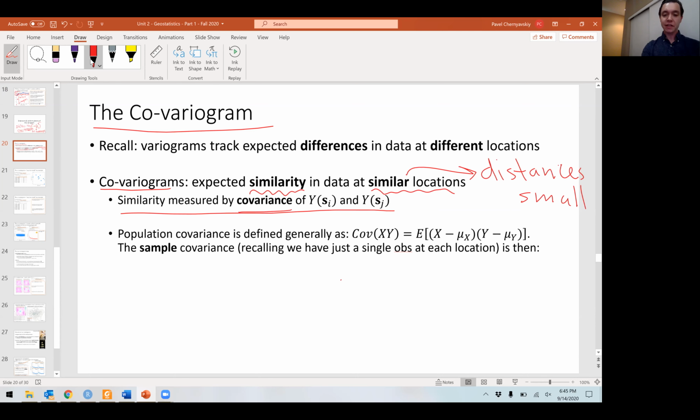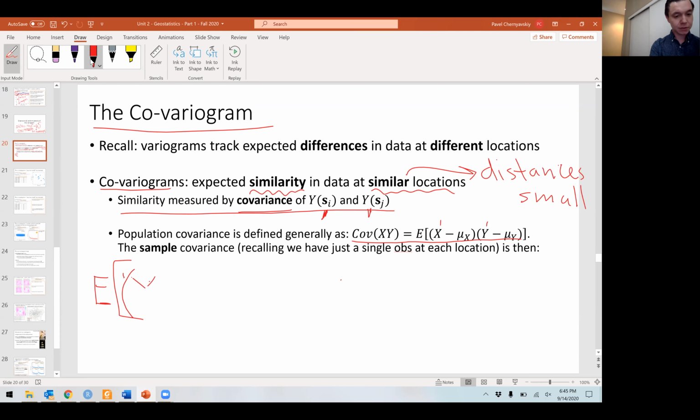So the population covariance formula is right there, but now we need to map it to our spatial statistics world to understand a little bit, because we don't have X and Y. We have a variable measured at one location and that same variable measured at the other location. So what does that look like? Well, the spatial covariogram, or spatial covariance, is looking sort of like this.